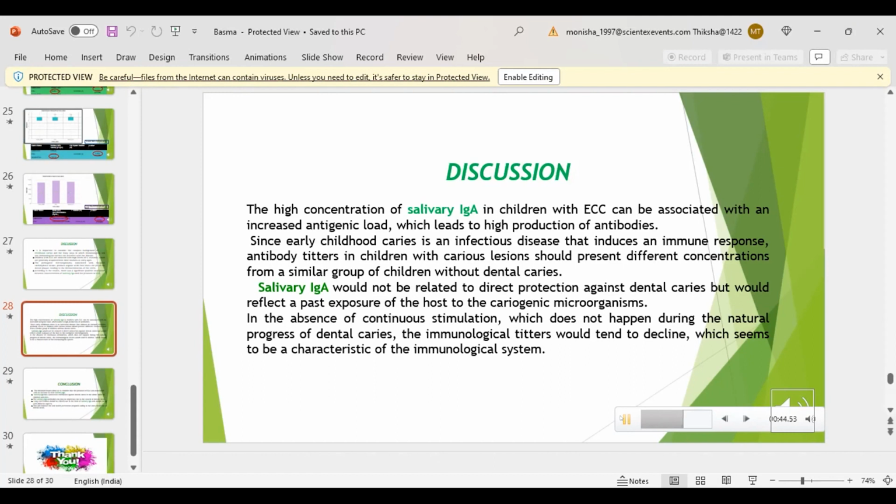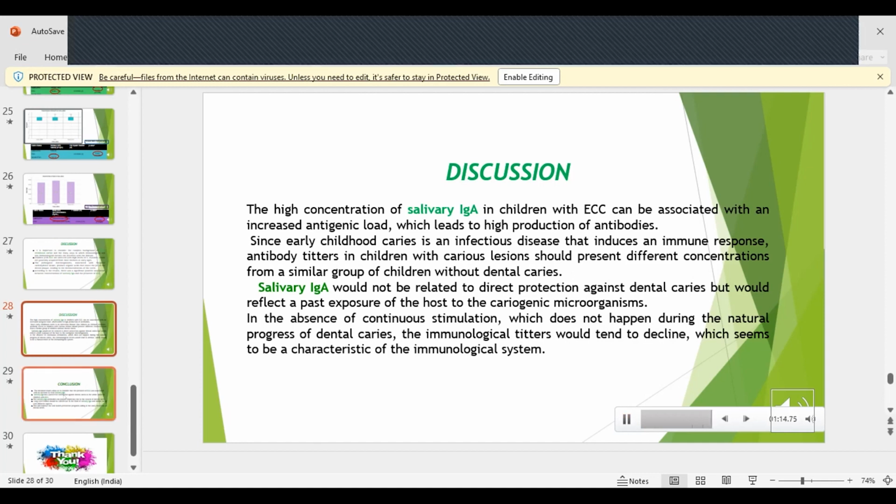So the salivary IgA would not be related to direct protection against dental caries, but would reflect a past exposure of the host to cariogenic organisms. In the absence of continuous stimulation, which does not happen during the natural progress of dental caries, the immunological titer would tend to decline, which seems to be characteristic of the immunological system.